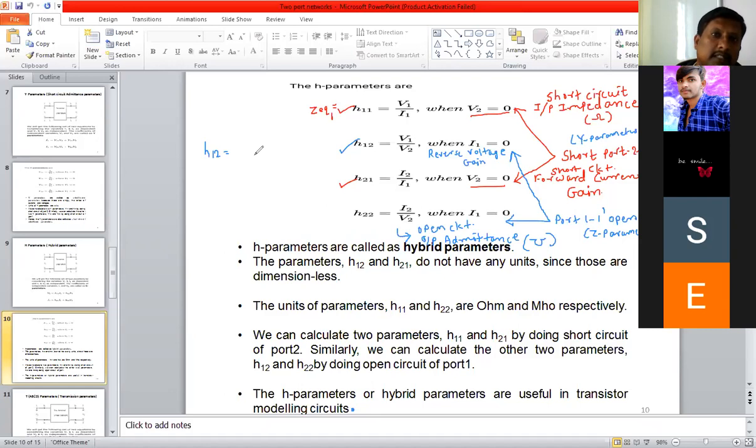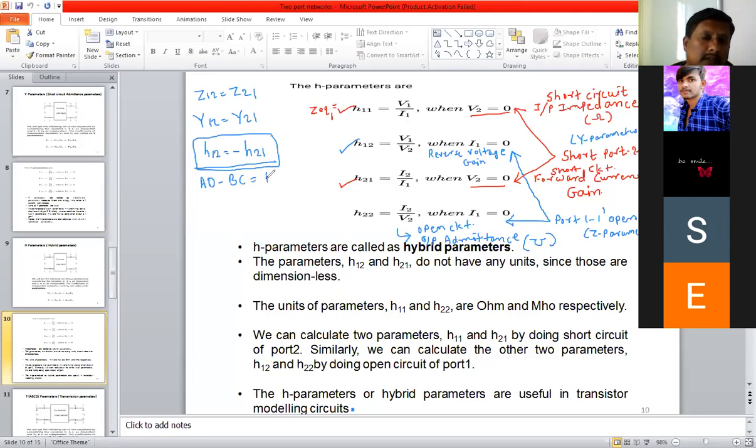What is the reciprocity condition here? It is minus H21. H12 is equal to minus H21. Z चं काय होतं? Z12 is equal to Z21. Y चं काय होतं? Y12 is equal to Y21. But H12 is equal to minus H21. That you can remember. आणि ABCD चं काय असणार आहे? AD minus BC is equal to 1. Okay, I will tell later when we are discussing the transmission parameters. So these you require to remember for the MCQ type questions.